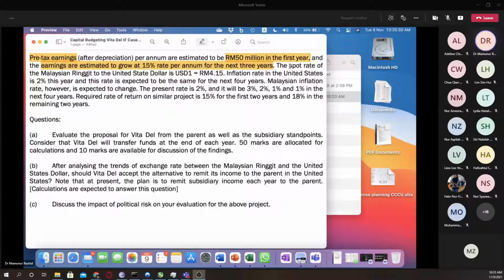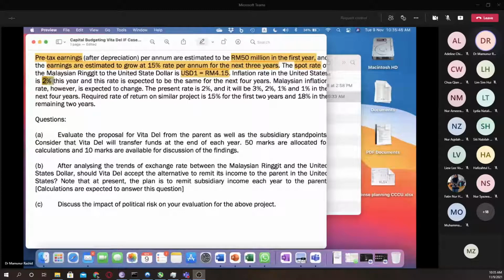The spot rate of the Malaysian ringgit to United States dollar is given: USD 1 to RM 4.15. Inflation rate in the United States is 2%. You need inflation rate to forecast foreign exchange rate. And this rate is expected to be the same for the next 4 years. Malaysian inflation rate, however, is expected to change. The present rate in Malaysia is 2%. It will be 3, 2, 1, 1 in the next 4 years.